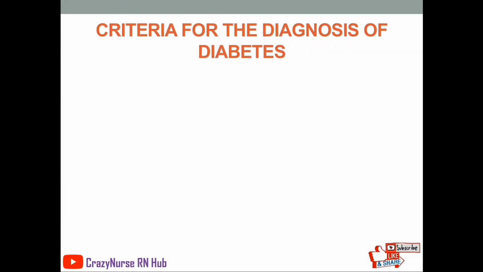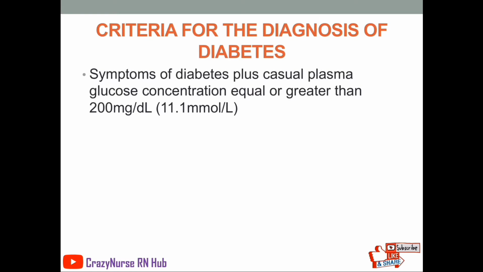Now let's proceed to criteria for the diagnosis of diabetes. The patient can be diagnosed through symptoms of diabetes plus casual plasma glucose concentration equal to or greater than 200 milligrams per deciliter or 11.1 millimole per liter. Casual is defined as any time of the day without regard to time since last meal. The classic symptoms of diabetes include polyuria, polydipsia, and unexplained weight loss.